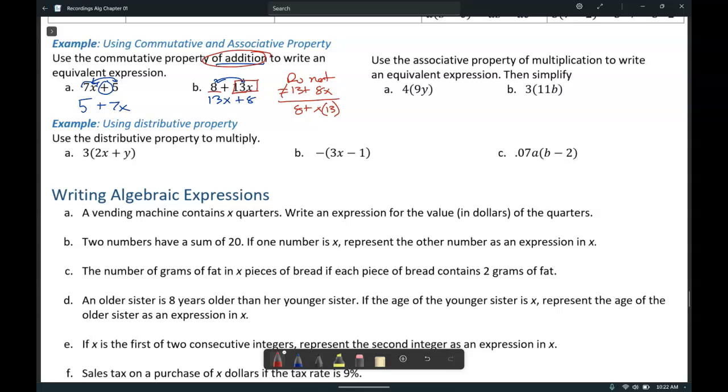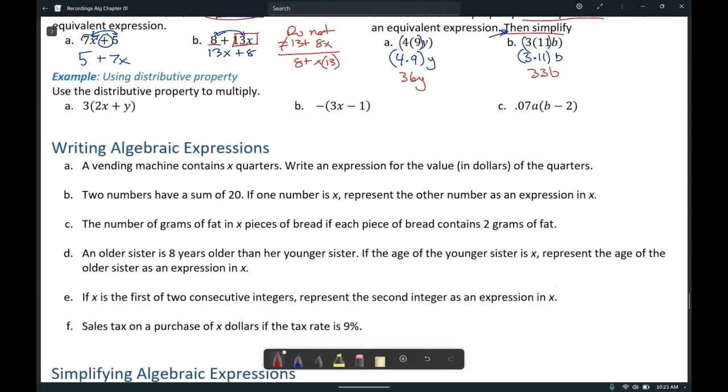Associative property of multiplication. We're looking at what's being multiplied to write an equivalent expression, and then simplify if we can. So we'll start by changing our association. We don't want to move the values of anything. We just want to change where the grouping is located. So we have 4 times 9 equals y. And since they asked us to simplify, we can go ahead and do that and get 36y. If we do it again here, we'll change the association, 3 times 11, and then we can go ahead and simplify to 33b.